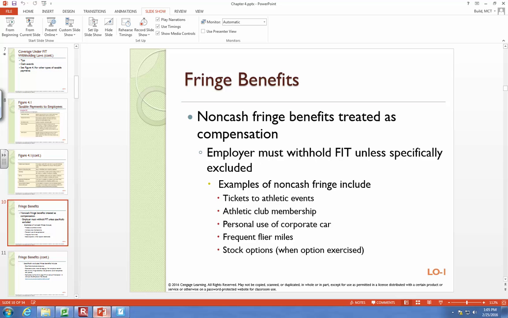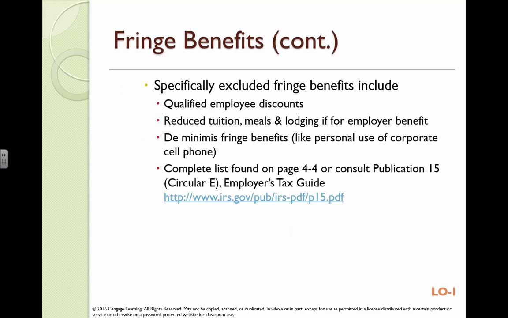And also, a lot of times they're never even worth the paper they're printed on because you never get the stock with it. But if you have stock options and you exercise them and you make money, then that's a taxable fringe benefit. What's specifically excluded? Qualified employee discounts. So if you work for a company and you get 20% off everything they have, you don't have to pay tax on that. If they reduce your tuition or pay meals or lodging, if it's for the employer's benefit, you don't have to pay tax.